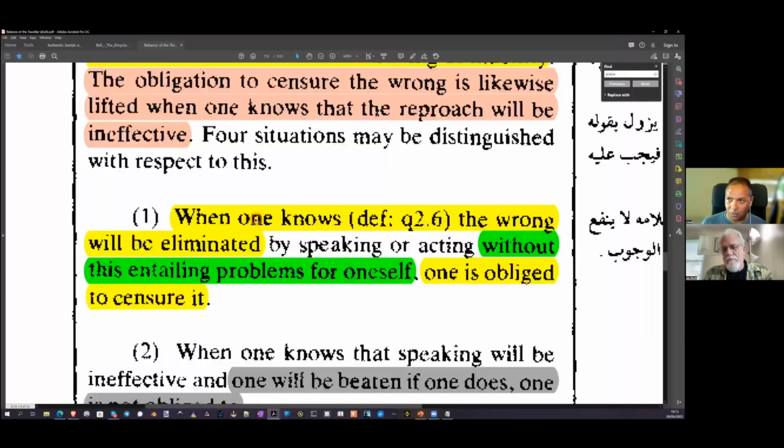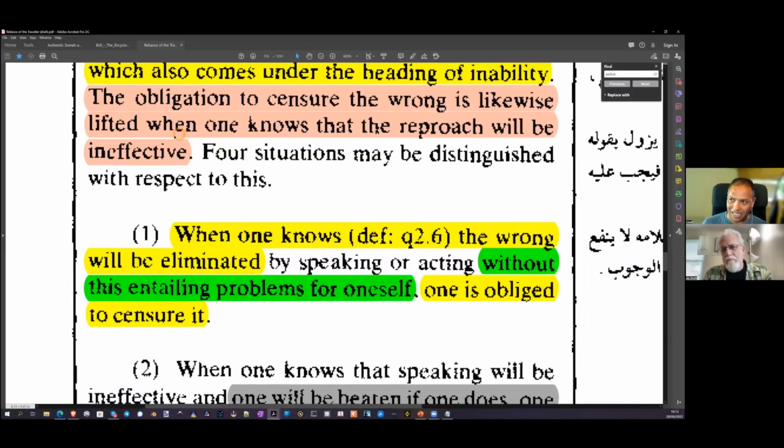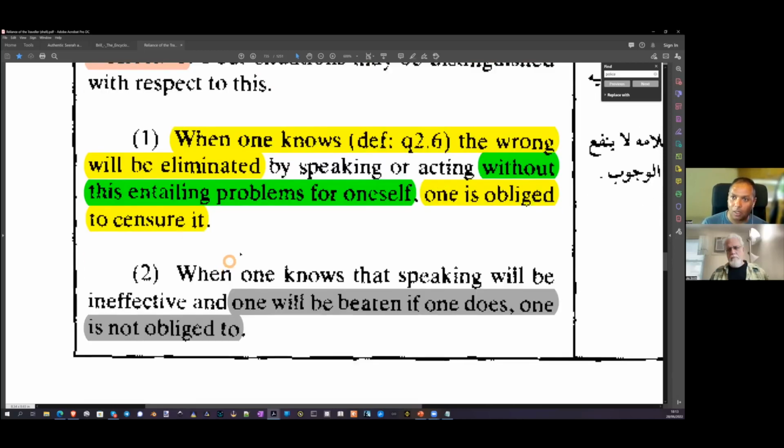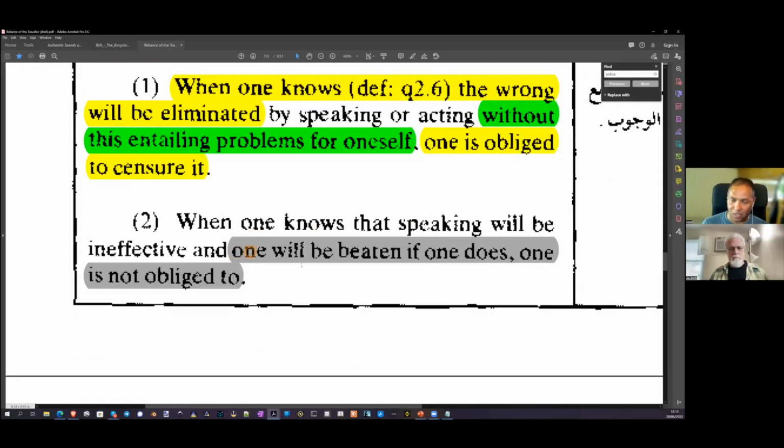Now, it says here, the obligation to censure the wrong is lifted when one knows that the reproach will be ineffective. So if you don't think it's going to work, then you're allowed to walk away. When you know that the wrong will be eliminated by speaking or acting without problems for yourself, you're obliged to censure it. Notice how many Muslims take on pseudonyms. They won't reveal who they are because they know they will not be punished. There is no harm to them, to their reputation. When you know that speaking will be ineffective and one will be beaten, one is not obliged to.